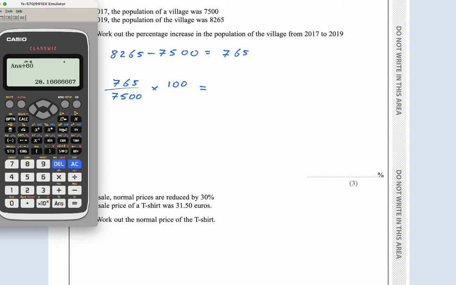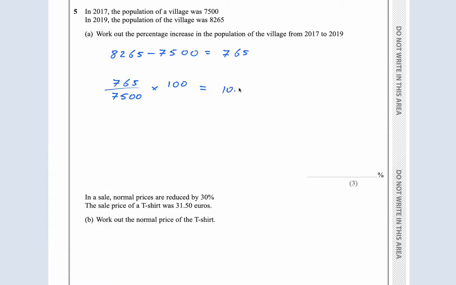So it's 765 divided by 7,500 times 100, which is 10.2. So it's 10.2%. That's the increase. 10.2.